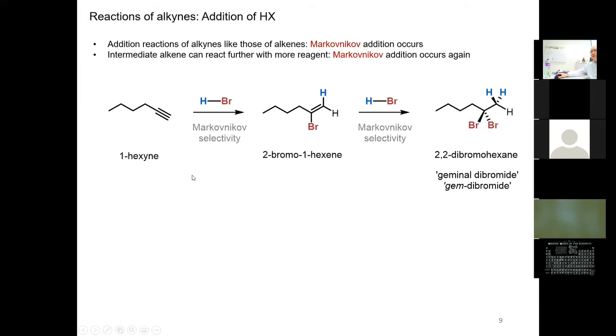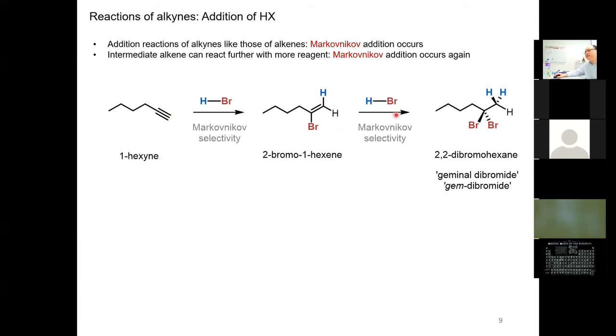So first, let's see the similarity and difference in the addition of HX between alkynes and alkenes. In the addition reactions of alkynes, the similarity between alkynes and alkenes is that they both follow the Markovnikov addition rule. Let's say this terminal alkyne: this carbon has 1 H, this carbon has 0 H. So this carbon is the carbon with more H. If you follow the Markovnikov rule, the H will add to the carbon with more H. So the blue H goes here, and bromide goes to this internal carbon. So this follows Markovnikov selectivity. And as I mentioned, it can happen twice, right? Because it has two pi bonds.